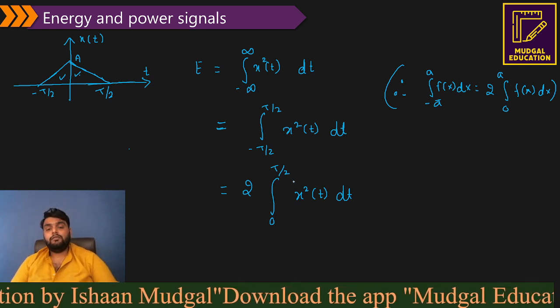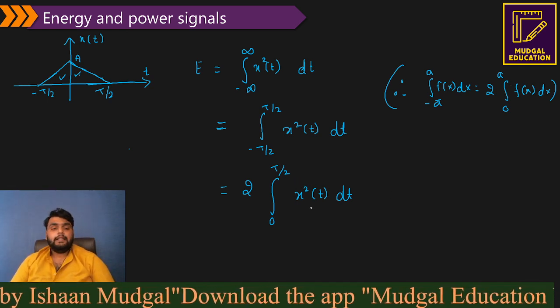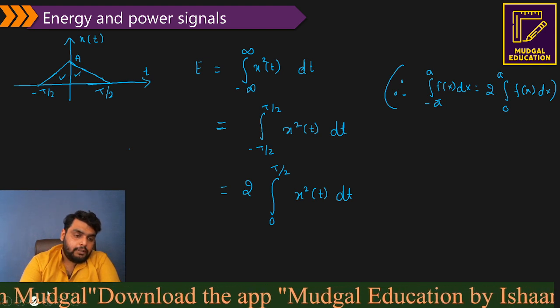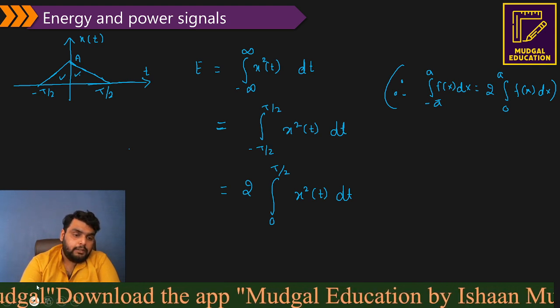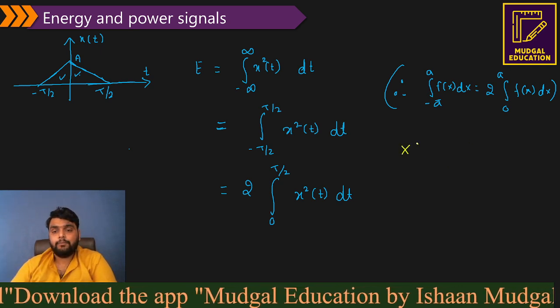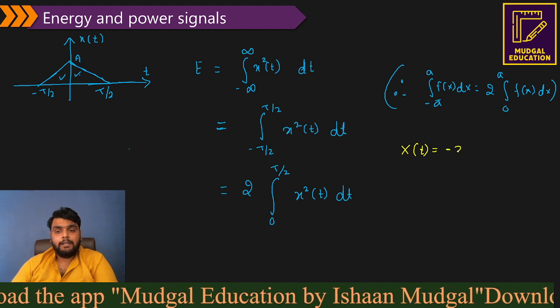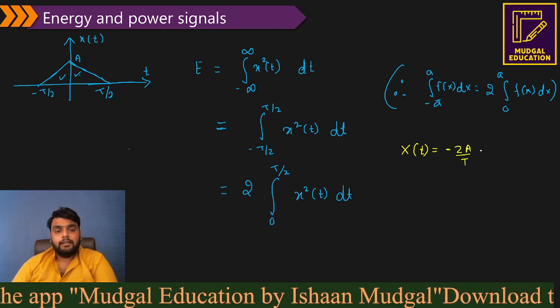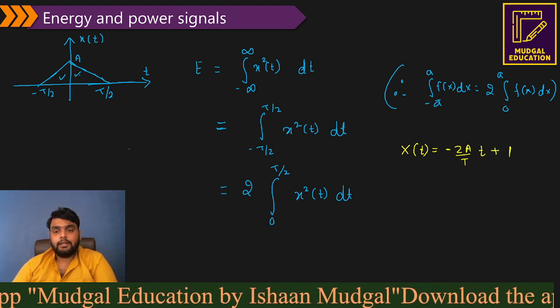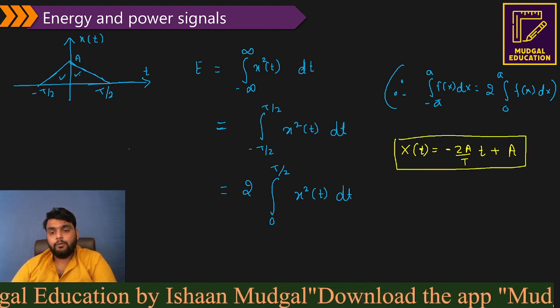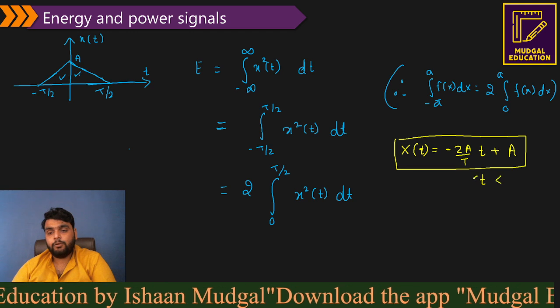So I can say the integral from 0 to t by 2 of x square t dt. Now I need to find out the signal here. Let me see what the signal x of t will be. x of t is going to be equal to minus 2a by t times t plus capital A. This is the signal x of t from 0 to t by 2.